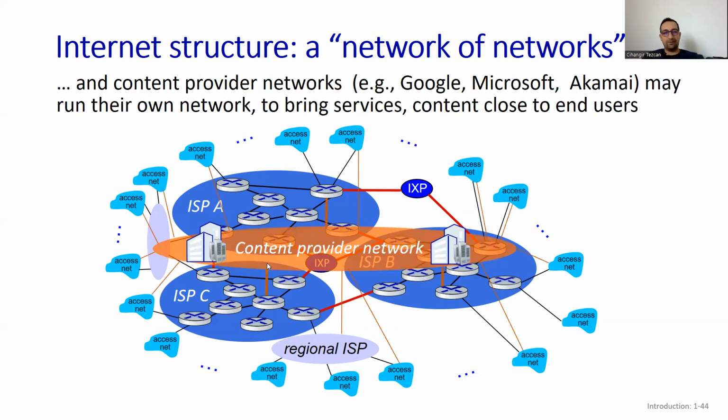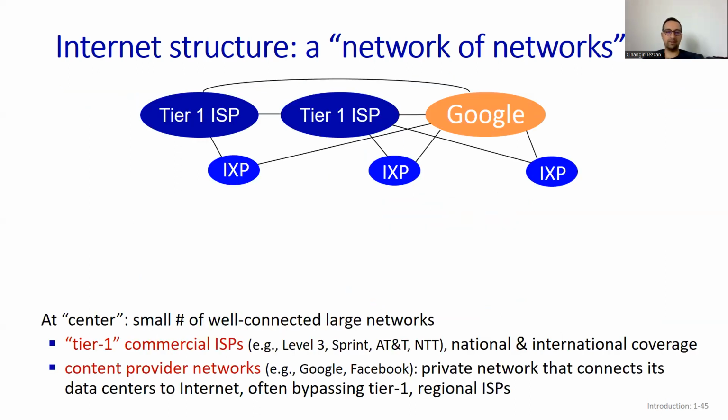Another thing is that we also have content provider networks. There are huge companies like Google, which have many data centers. They try to create their own network, which is actually isolated from the internet, but still a network of their own. They may run their own network to bring services and content close to end users. Google has, I think, 19 data centers scattered all around the world, and also some small data centers.